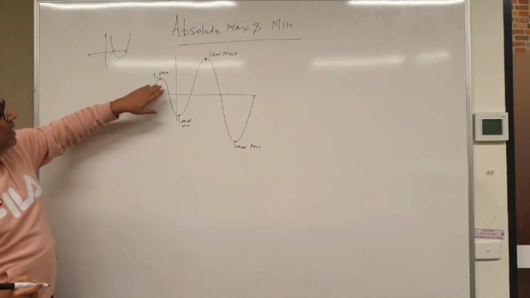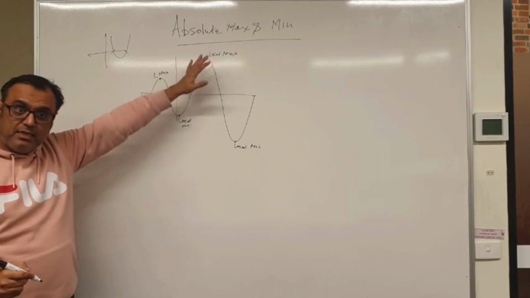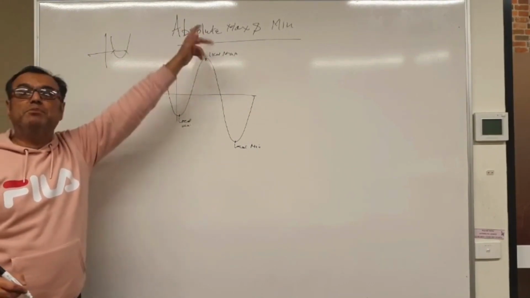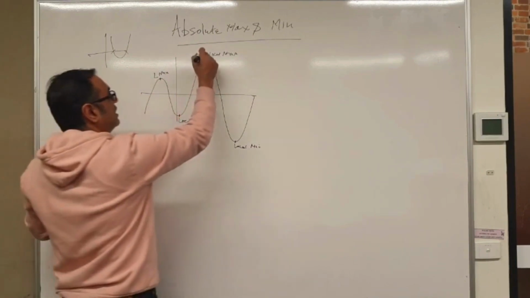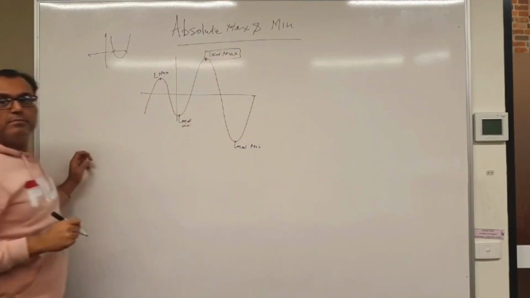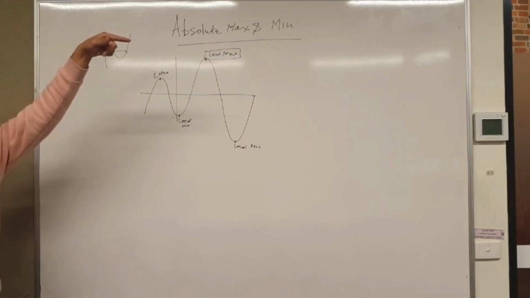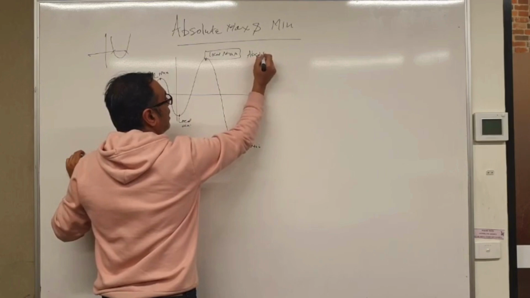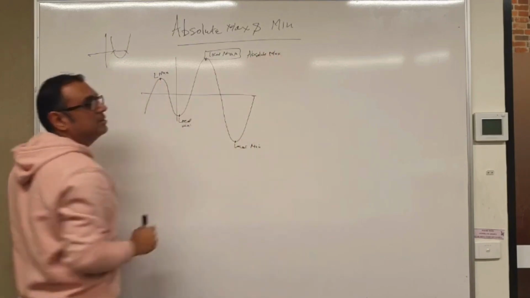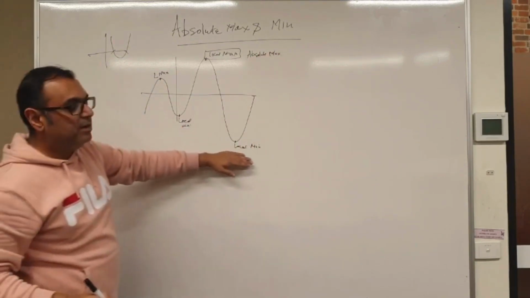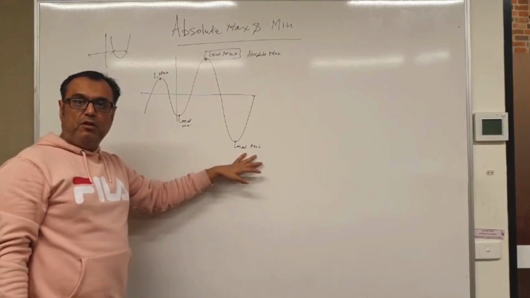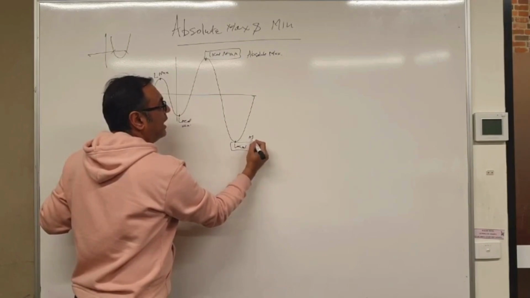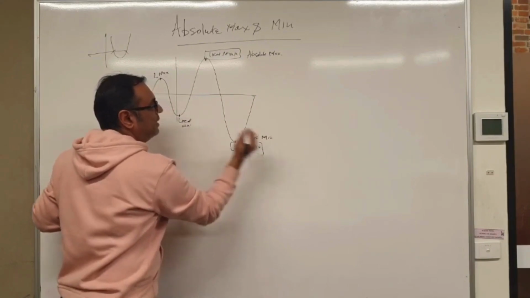But if I look at the maxes, the maximum of the maxes is called the absolute max, which in this case is this point. The highest point of your curve is called the absolute max. And similarly, the minimum point of your graph is called the absolute min.